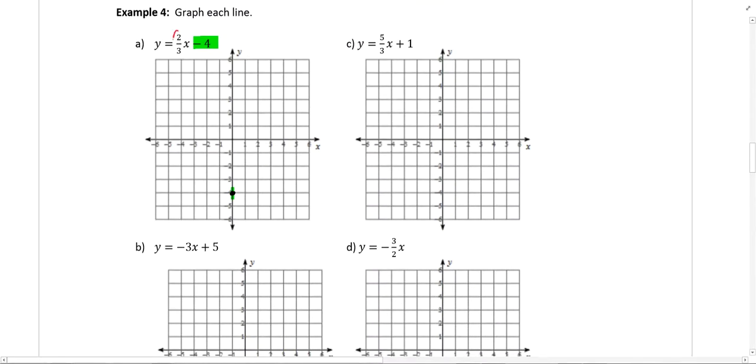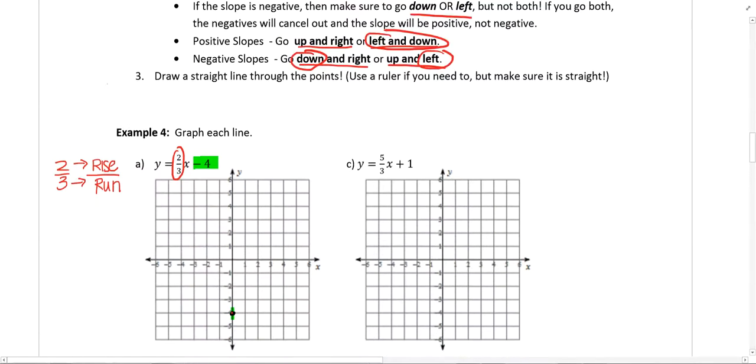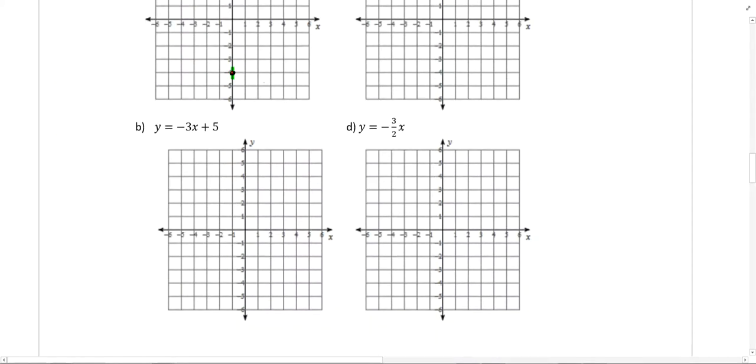Okay, so our slope here is 2/3. 2/3 is a positive slope. My rise is 2, since it's your vertical change, and my run is 3. And you're going to count that from the point that we plotted right here, which is the y-intercept. So from here, since it's positive, I can either go up and right or left and down. I'll show you, you can go both. I'm going to go up 2, right 3.